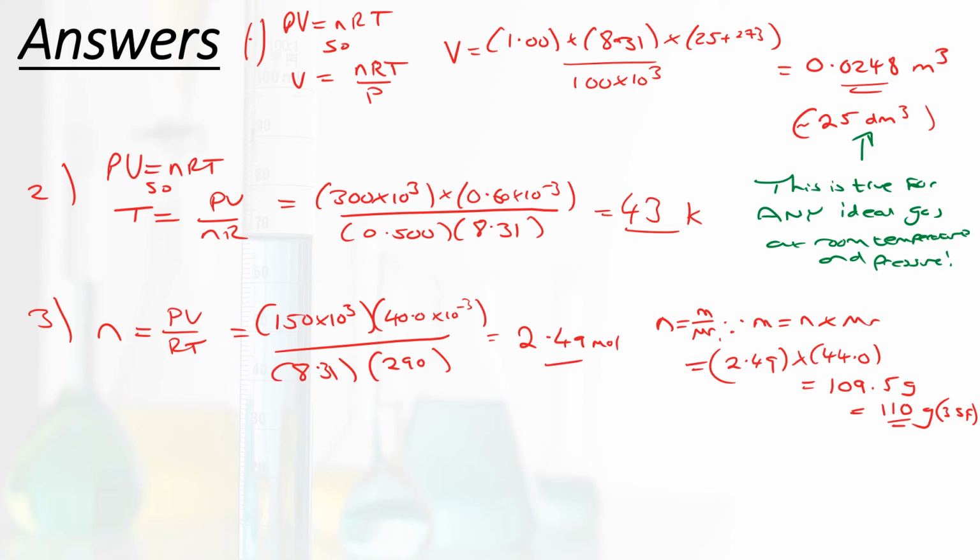Rearrange for the mass, so times both sides by the mR, and we get that mass is equal to moles times mR. Put the numbers in, and we end up with 109.5 grams. But note that we have to give our answer to 3 significant figures because the minimum significant figures in the question was 3. So this is 110 grams.